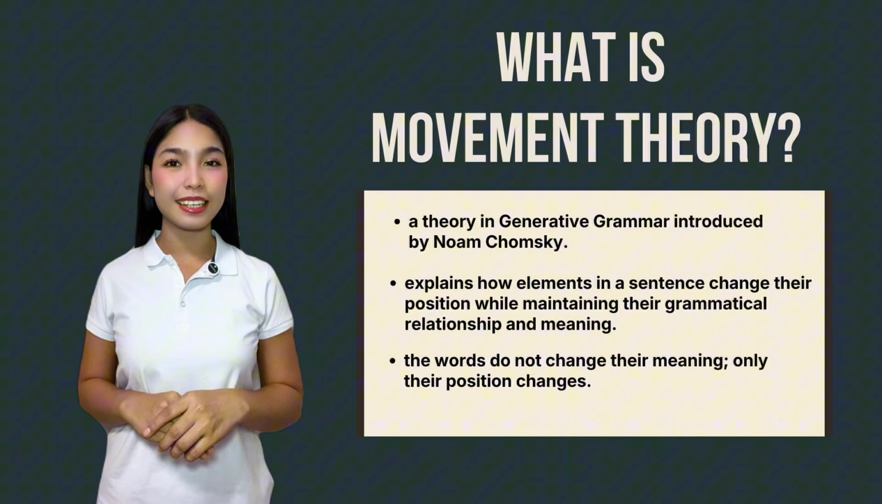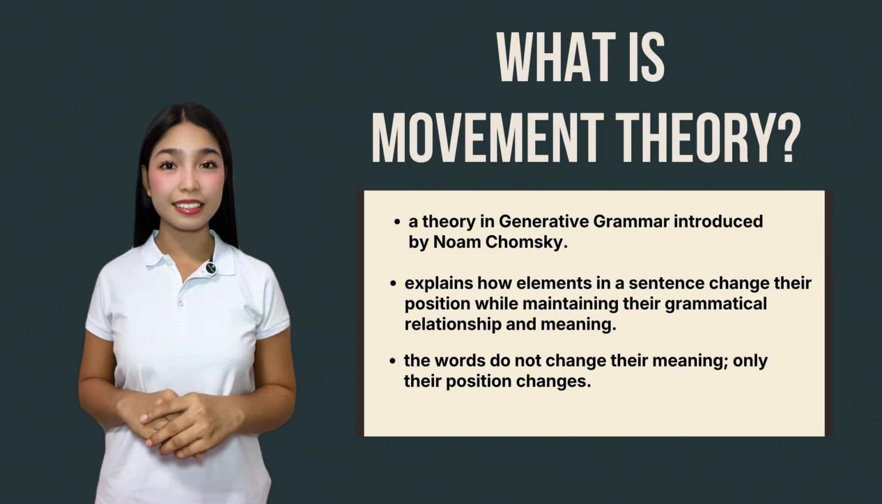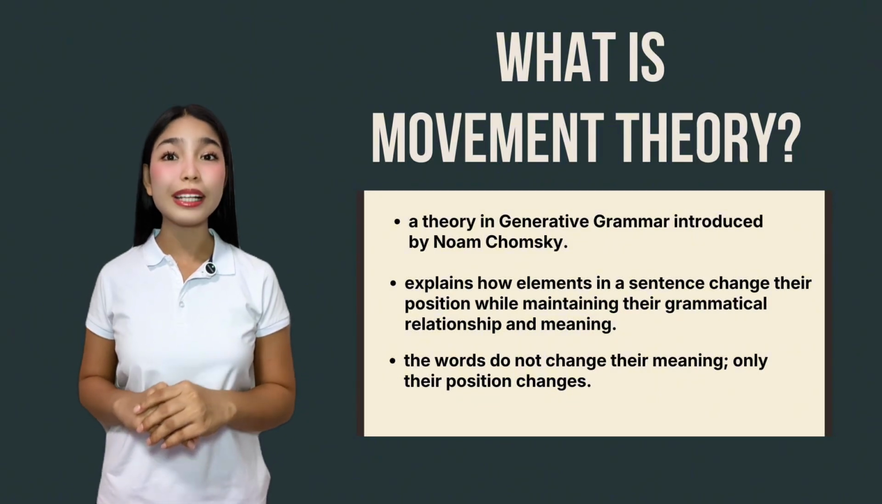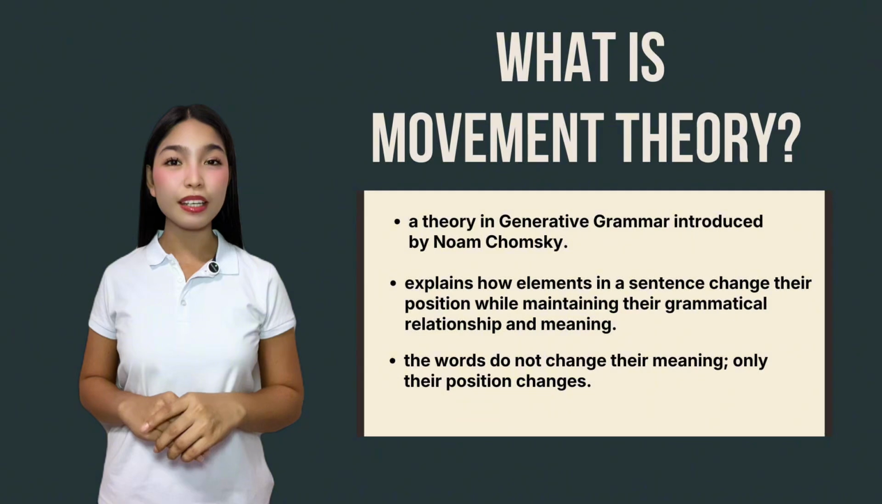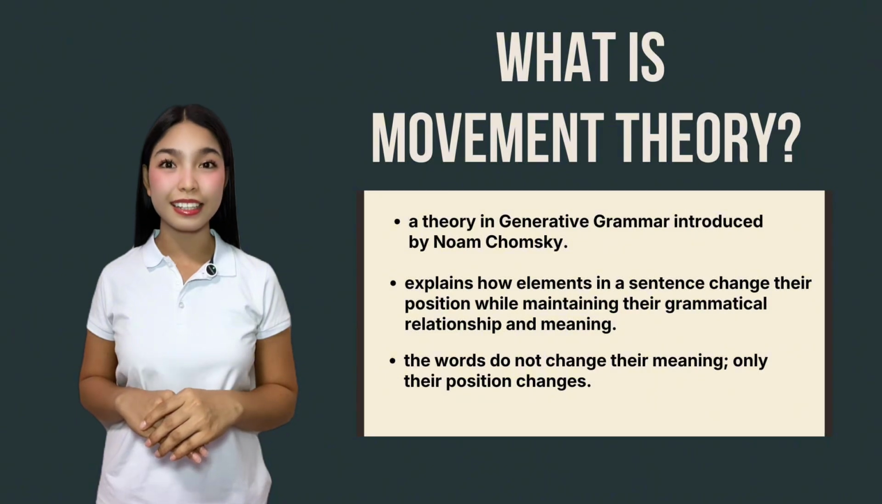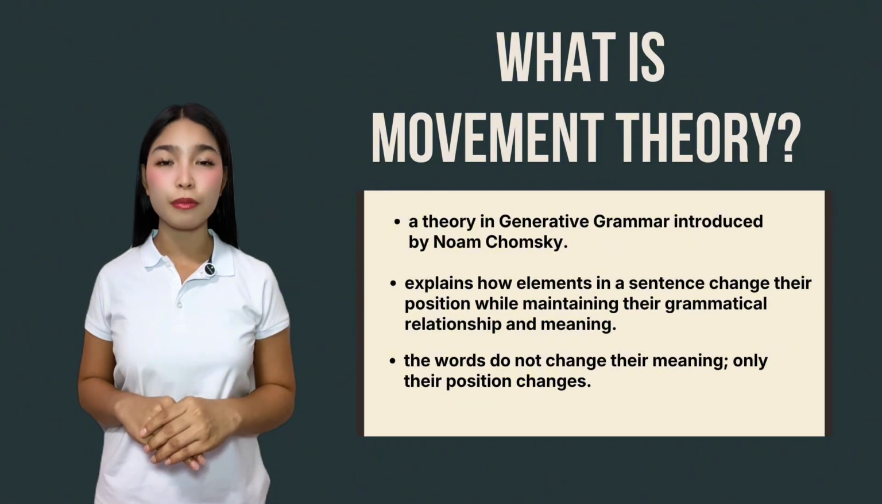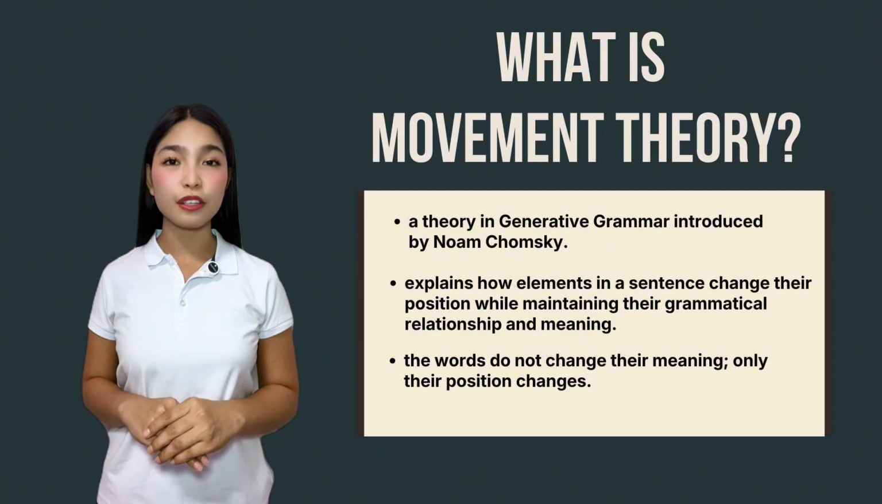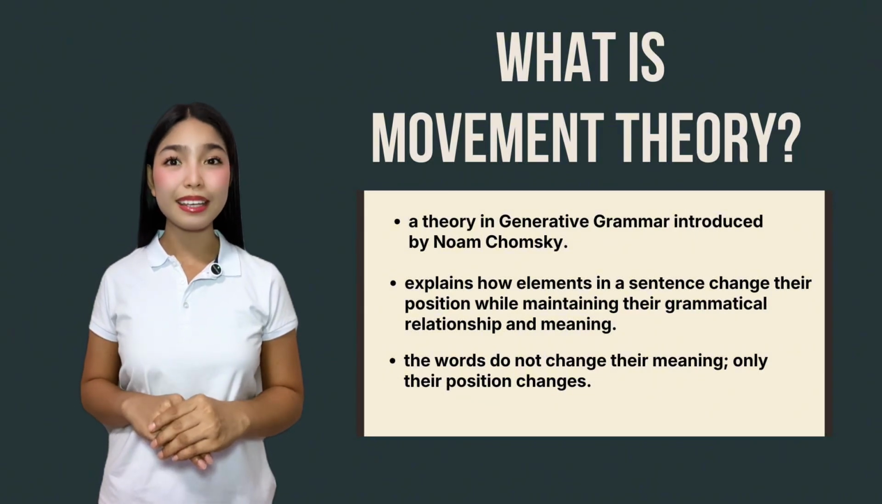Now, what exactly is movement theory? It explains that certain elements in a sentence can change their position while keeping the same grammatical role and meaning. In other words, the meaning of the word or phrase does not change. Only its position in the sentence changes. However, it's important to remember that this movement is not random. Words and phrases cannot simply be moved anywhere we want. Instead, they move according to grammatical rules that make a sentence correct and acceptable in English.